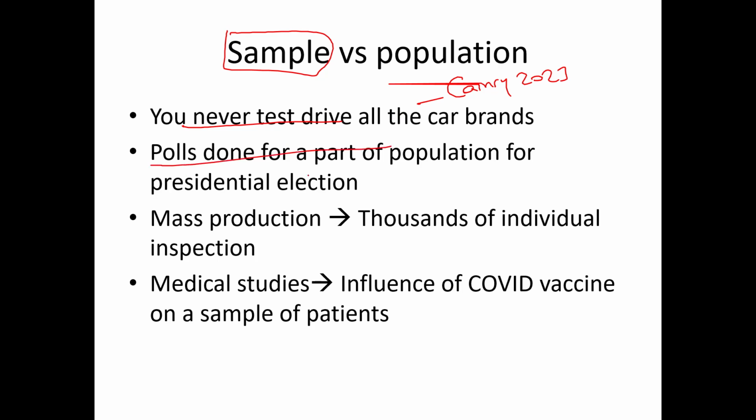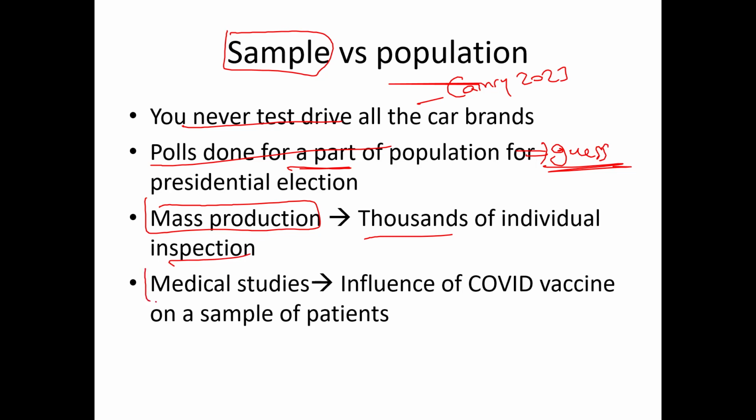Or some news agency or some government organization is looking for who is the next president. This one is the guess. And for this guess, you are not checking the whole population of the United States. You are just looking at a part of it. Or in manufacturing, we have mass production, which means we have thousands of individual inspections. It is not possible to check all of them.